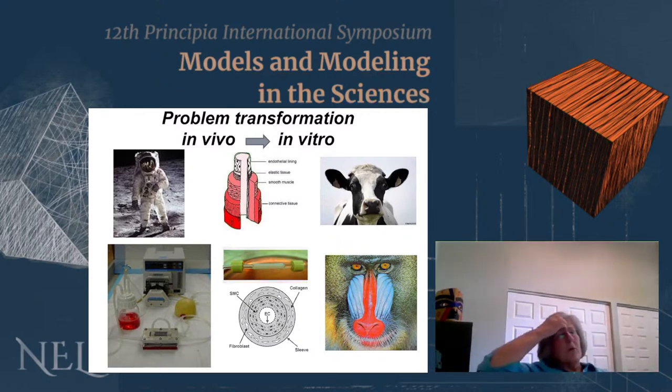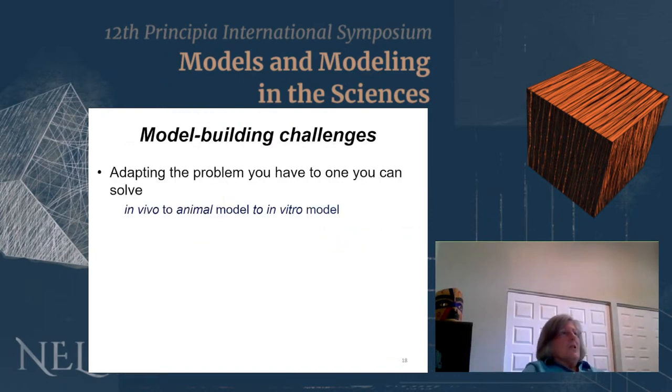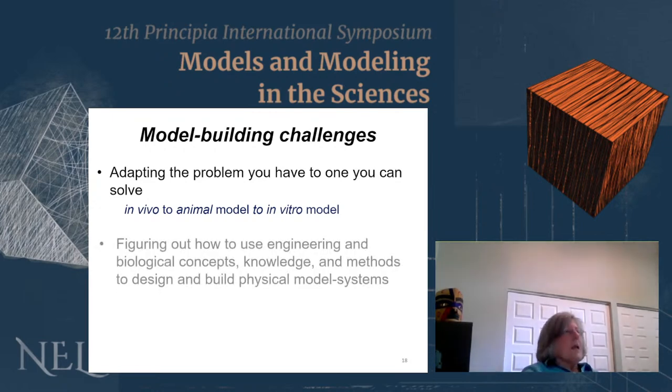And in this case, it was a baboon. So we went back to an animal model. Okay. So the model building challenges then are adapting the problem you have to one you can solve. So in this case, he went from in vivo to animal to in vitro. And the other one is still in the in vitro model system.